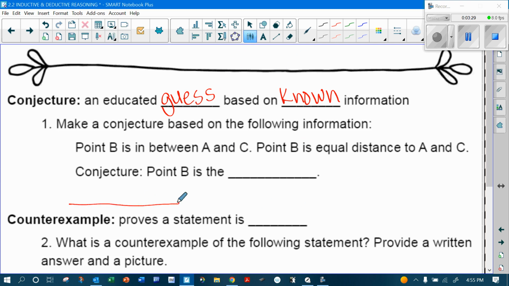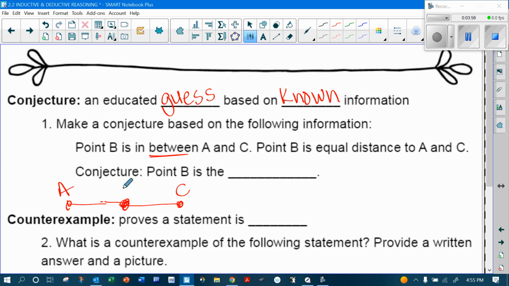Well, I'm going to come over here. I'm just going to draw it. Point B is between. So if it's between A and C, then I'm just going to put a point B somewhere between. Who cares where? Now, it says point B is equal distance to A and C. So now what does that mean? That means I'm going to have to, well, I thought it was going to let me move it, but it's not going to. So we'll just back up.